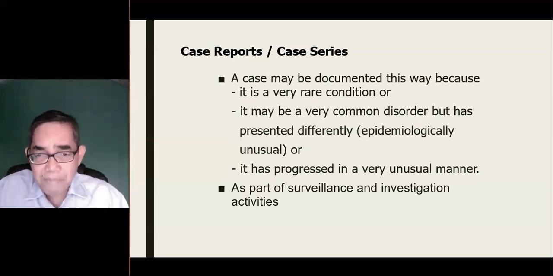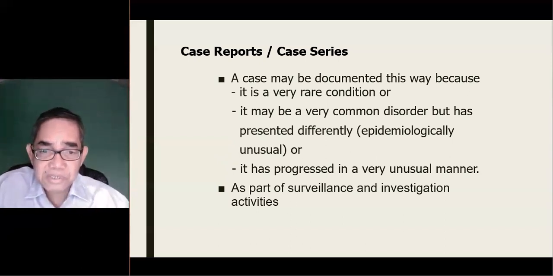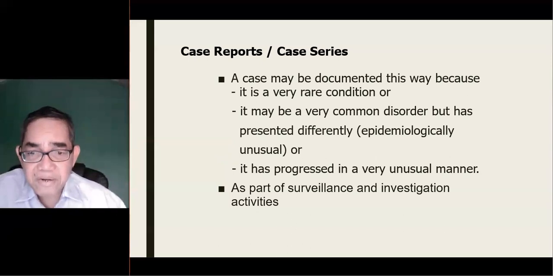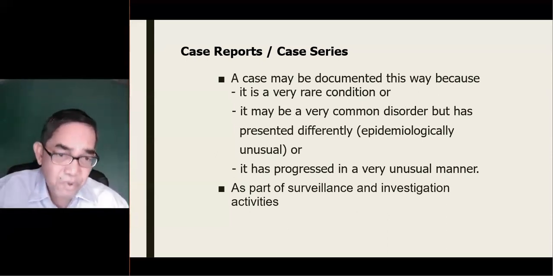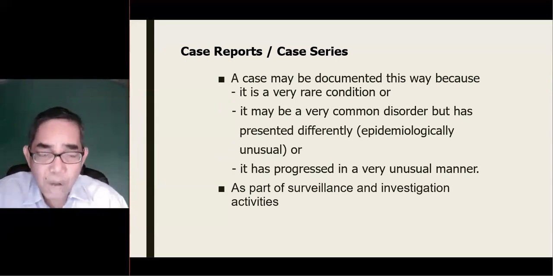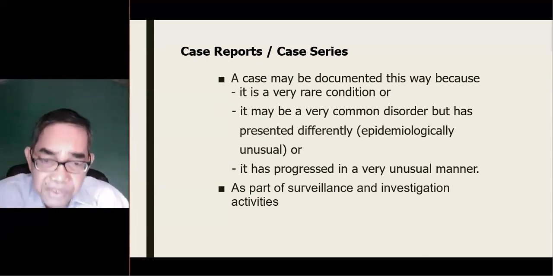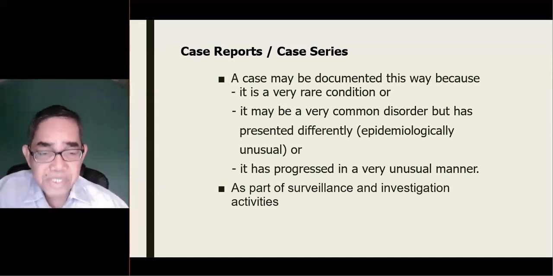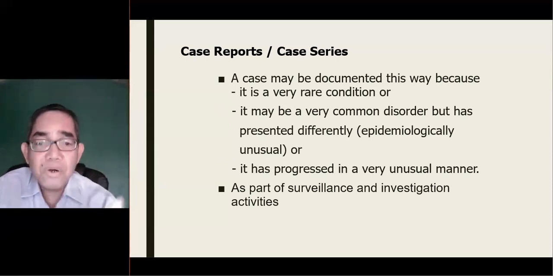Now, a case may be documented this way because it is of a very rare condition, meaning we make a case study or a case series because these are of rare condition. We don't make a case report for a disease that's common, because why make a case report for a disease that's common? But we normally make a case study or a case report for a disease that is rare, because we want to inform the medical community that such a case, such a disease does happen, or it can happen.